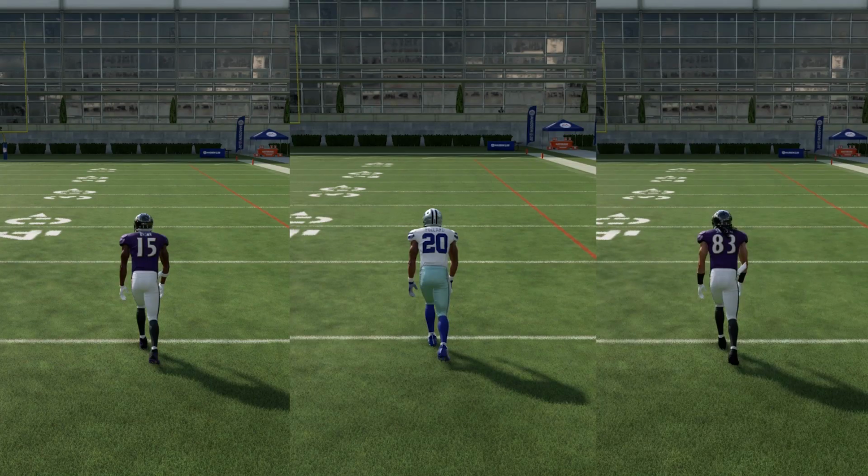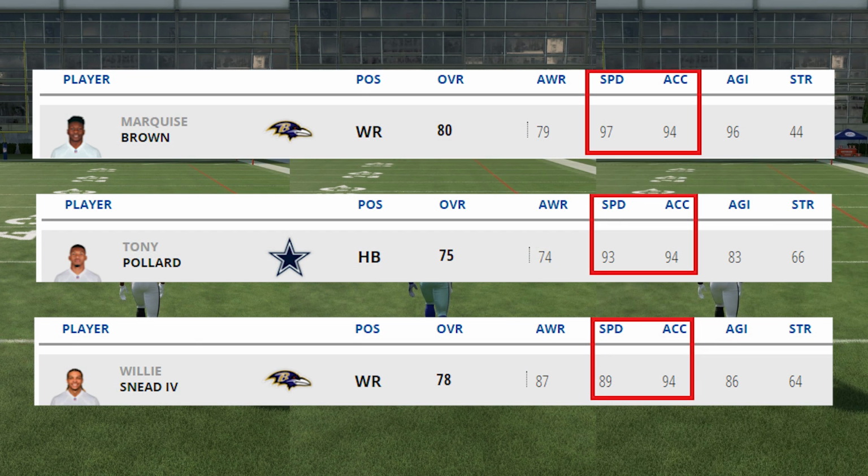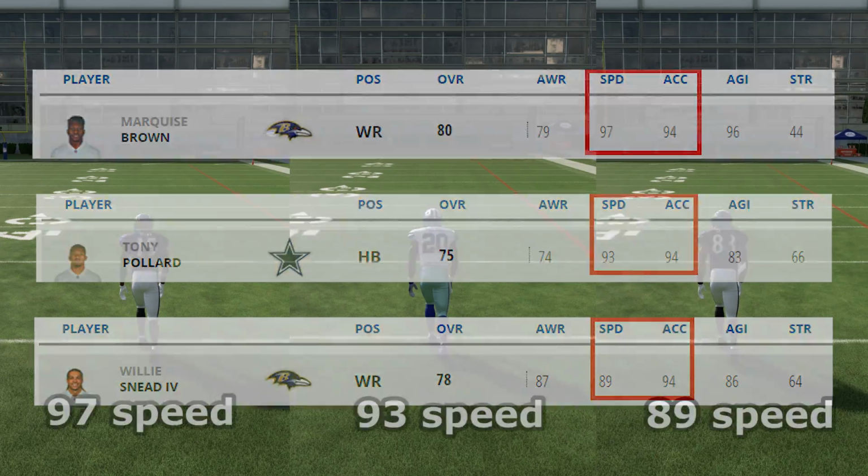To visualize speed differences in Madden, I found 3 players with different speed ratings but equal acceleration ratings and had them all run a go route from the 50-yard line. The players are Marquise Brown, who has 97 speed, Tony Pollard, who has 93 speed, and Willie Snead, who has 89 speed. And all 3 of these guys have an acceleration rating of 94.